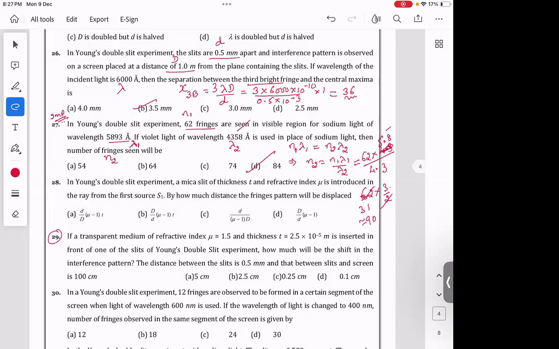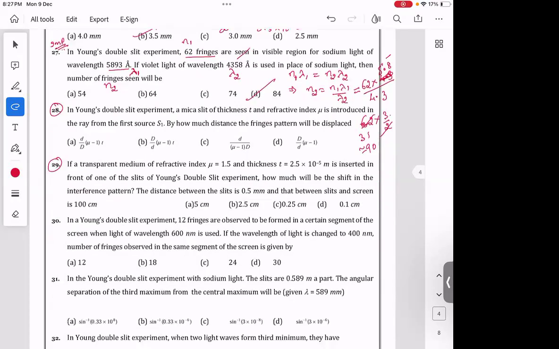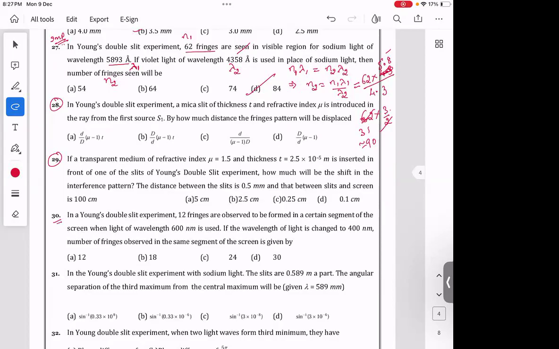These two are not required. This is out of syllabus. This is very similar to your previous problem, 27th. It is similar to 27th. You can solve it later, students.